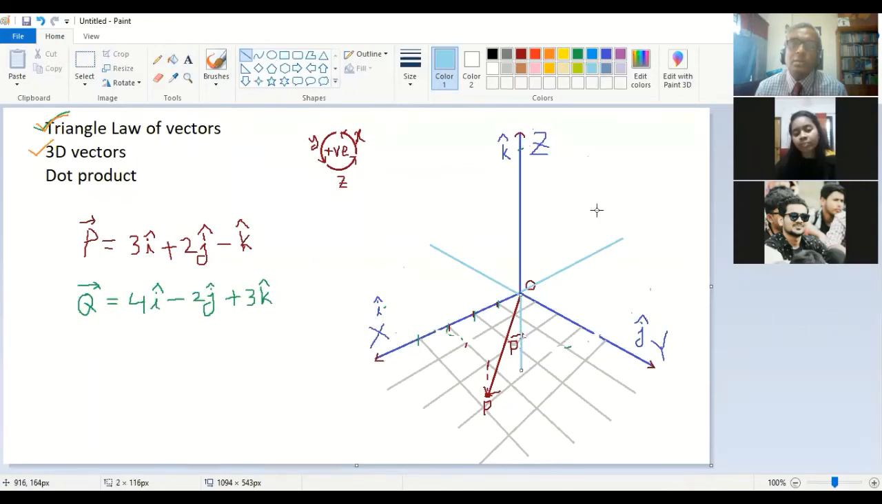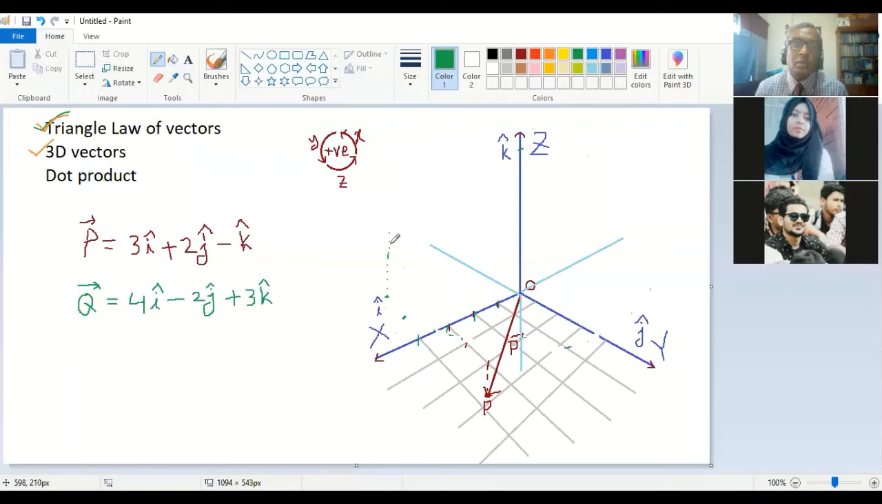Is that okay? Do you understand my point? Yes, sir. So 4 units i, and then you go 2 units j. That means here, 2 units j. And then you go up because it is plus 3. So you go up, meaning the upward direction, like that.